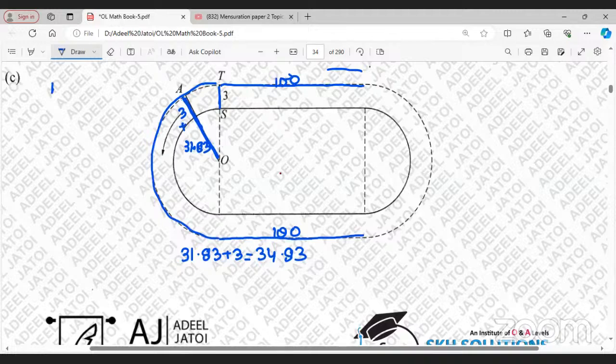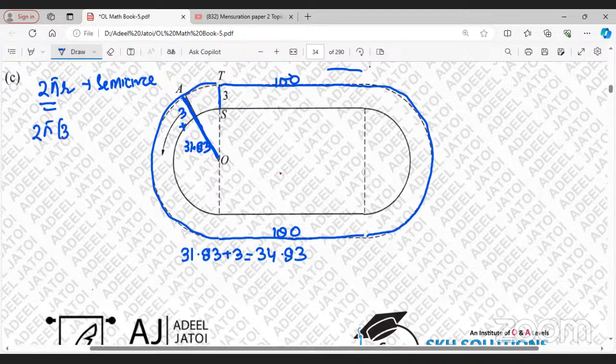So normal is pi r for one semicircle. But when we talk about this, we also talk about the same arc that is here. So this should multiply by 2 automatically. So this is 2 pi and the r will be 34.83. So what do we have? We have 2 pi 34.83 plus 100 plus 100 will give me the outer line perimeter, which is equal to what? 418.84.